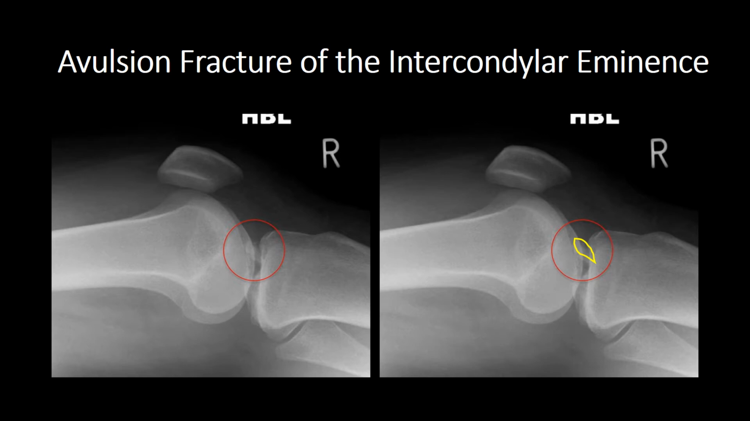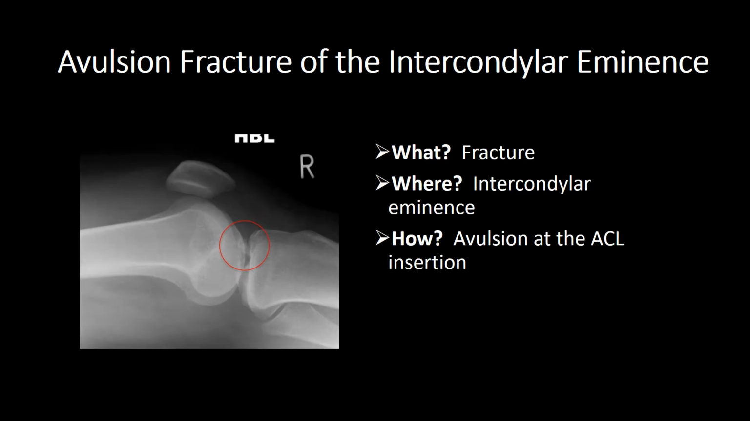So here we can see that the anterior cruciate ligament has pulled off the anterior tibial spine. Interestingly, there is no lipohemarthrosis, but there is a joint effusion. We can tell that there's a joint effusion because the posterior suprapatellar bursa has been completely depressed. So what is it? It's a fracture where it's the intercondylar eminence. How? Avulsion at the anterior cruciate ligament insertion.